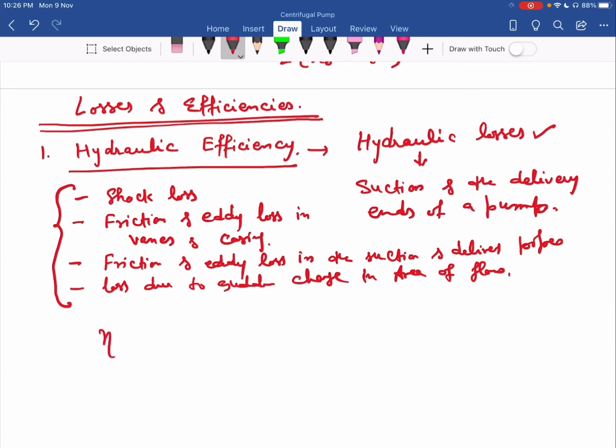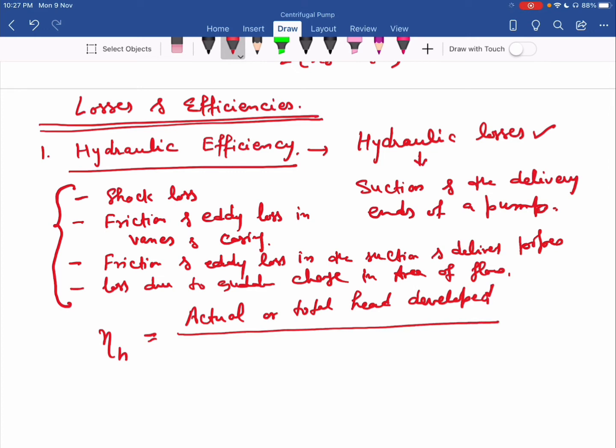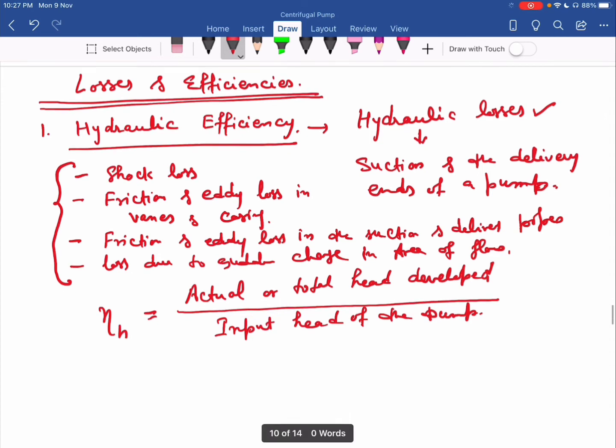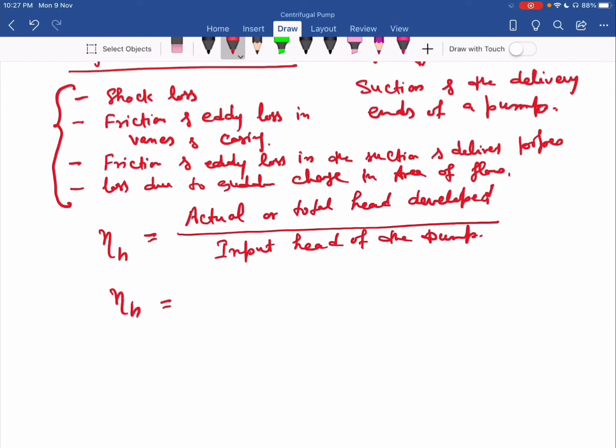So hydraulic efficiency, eta H, can be defined as the ratio of the actual or total head developed divided by the input head of the pump. So eta H for a finite number of vanes, you can write as H divided by He dash, or this becomes equal to GH upon VWO dash UO.